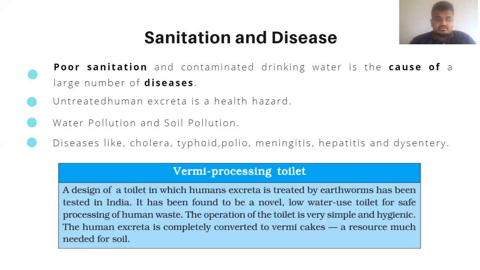This is the main reason our groundwater and our water sources like wells and tube wells are being polluted. Untreated human excreta is a health hazard. Excreta simply means the solid waste released by our human body. So this is the topic we have discussed, sanitation and disease.